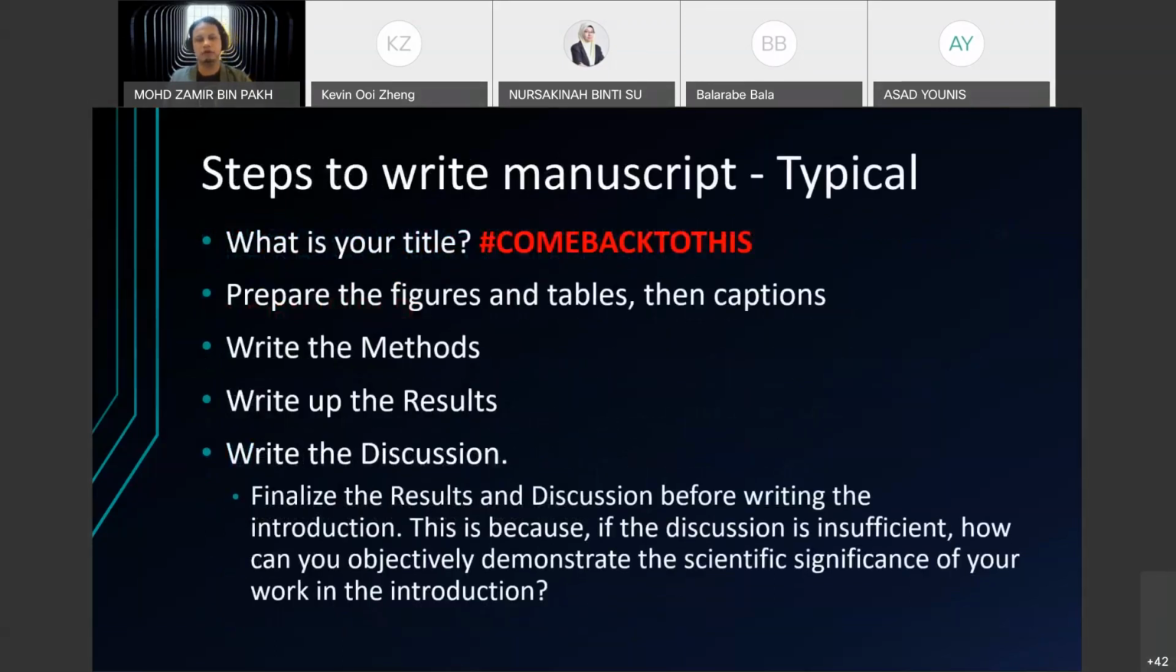So, steps. If you don't know the steps, where do you start? Title first or figure first? How do you do it? Anyone? How do you write your paper? What are your steps? Do you have any preference for writing your papers? Anyone?